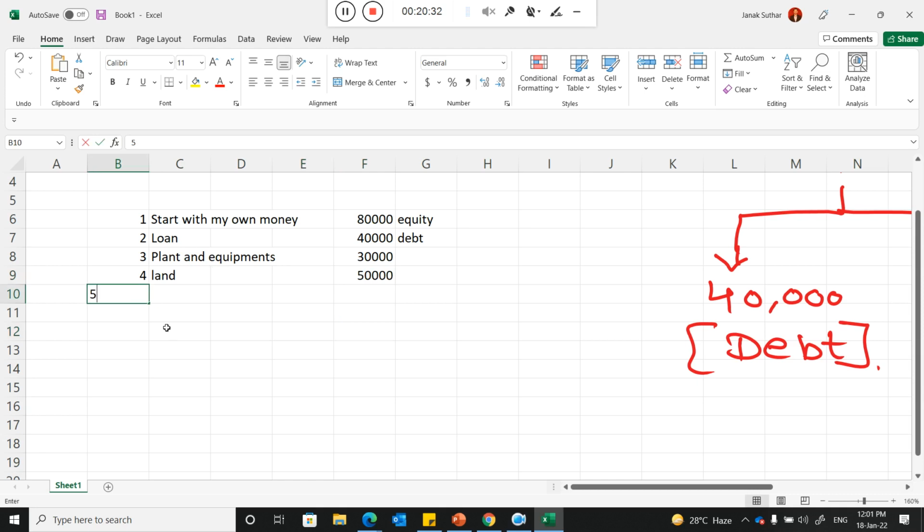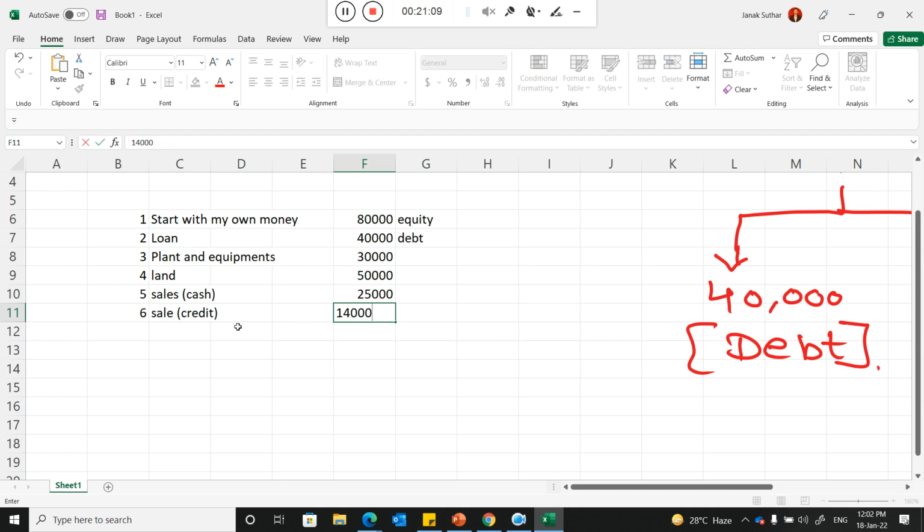The next point is the sales. I have plant and land and everything, production has started, and there are sales, and there I got a cash amount of approximately 25,000, I just assumed. Next, some sales are done on a credit basis, so the cash is still not received, assume 14,000. And the next, okay, sales is done. Now every production has related costs.